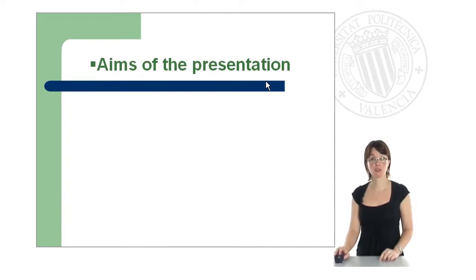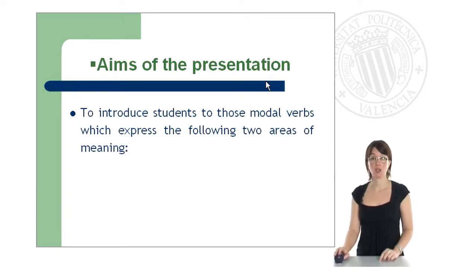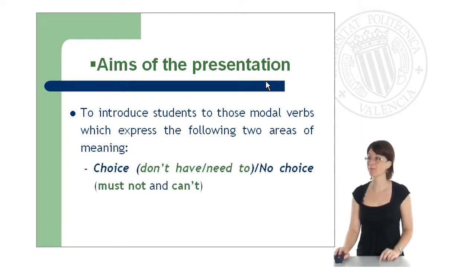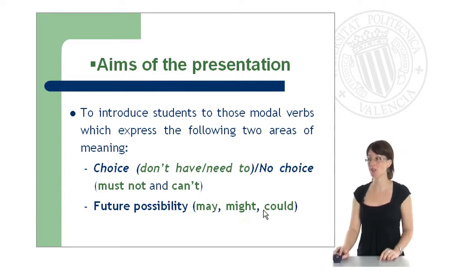The aims of this presentation are the following. We are going to introduce the students to those modal verbs which express the following two areas of meaning. Choice, with the modal verbs don't have to, don't need to, no choice, must not and can't, and future possibility with may, might and could.